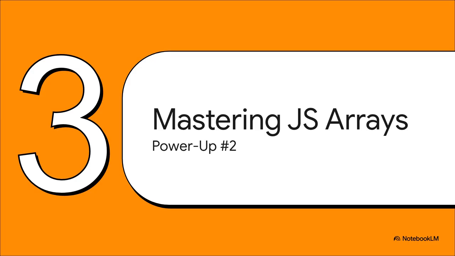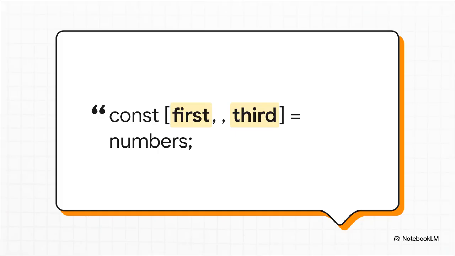Okay, let's grab our second power-up and see how this works for arrays. Now, with objects, it was all about the property names, right? With arrays, it's all about position. This time, we use square brackets. And since it's about position, the first variable, first, gets the first element, which is 1. Now check this out. See that empty space after the first comma? That tells JavaScript, hey, skip the second element, so third gets assigned the value 3. It's all about the order.